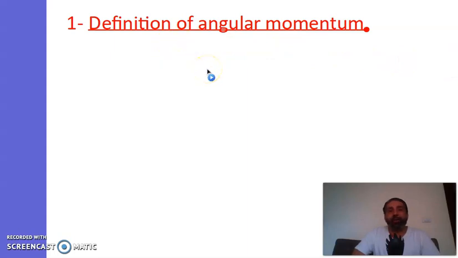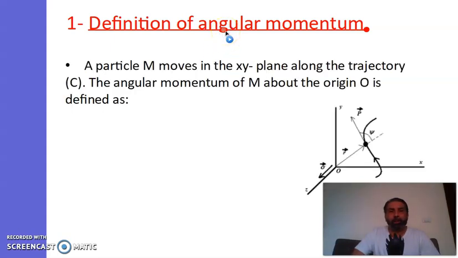Now, what is angular momentum? What is the real definition of angular momentum? Let's consider a particle M moving in the xy plane along the trajectory C. I mean this trajectory. Okay?